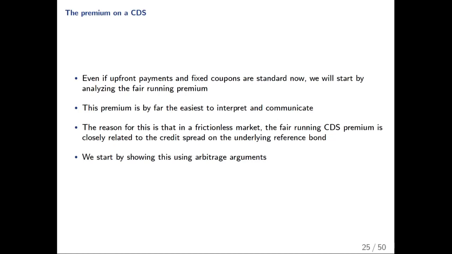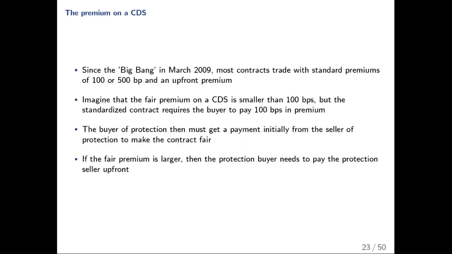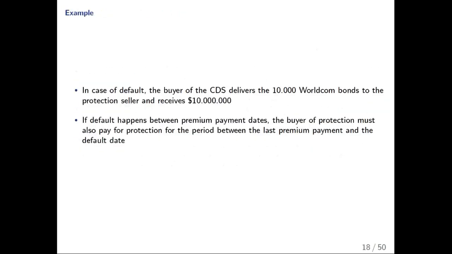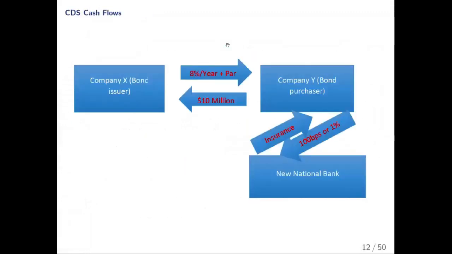So we're going to run through some arbitrage arguments here, which show you how to value this CDS premium. Everything we do today is going to come back to this picture: if I buy a risky bond at 8% and I insure it with a payment of 1%, the difference is 7% risk-free. So what's the premium that I would pay in this example?